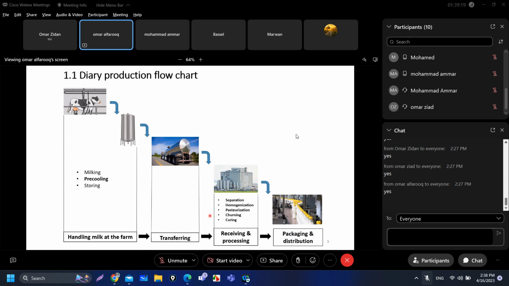In the processing plant, we first receive the milk. Then we carry out some processing steps like separation, homogenization, and pasteurization. I will talk about them later. Those treatments are done either to make the milk itself consumable, or to convert it to different kinds of dairy products like cheese, butter, whatever. After that, the final step is packaging and distribution. In this presentation, I will mainly focus on the first and the third step because they contain a lot of cooling procedures and a lot of treatment. The transferring and the packaging and distribution don't contain a lot of information, but you need to be introduced to those types of treatments because they are very important.